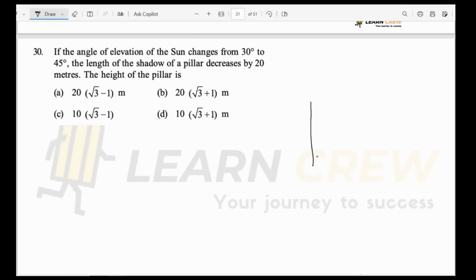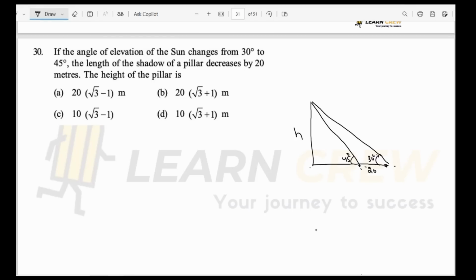Initially, the angle of elevation is 30 degrees. Then it becomes 45 degrees. Now, what is given? The length of the shadow decreased by 20 meters. So from here to here, the shadow has come. So this reduction is 20. Then the height of the pillar is how much? That is the question.